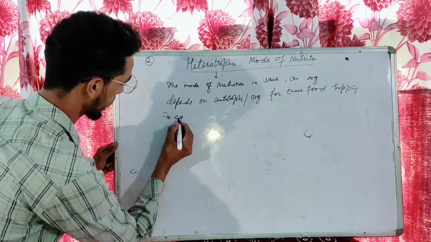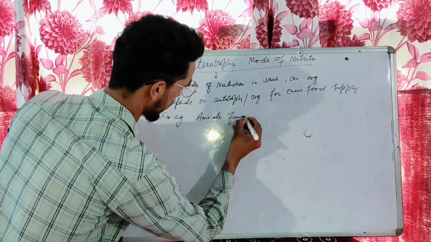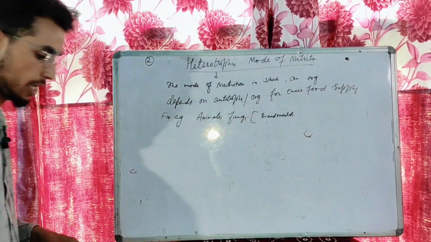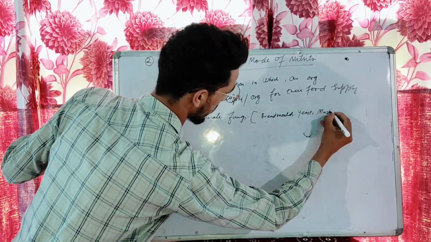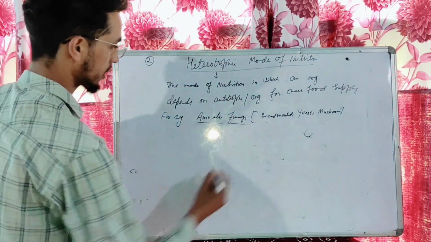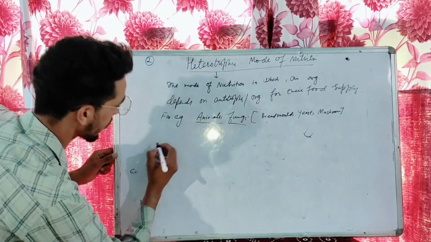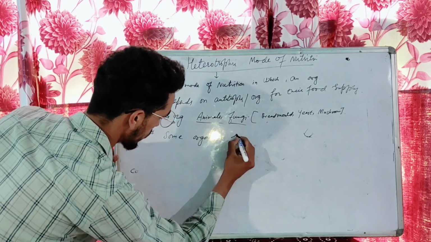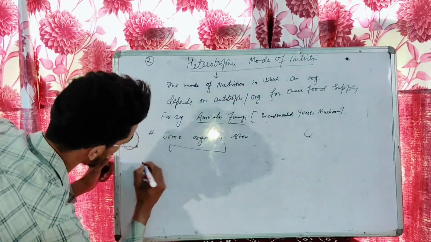For example, all animals, and fungi, in which we will take the example of bread mold, yeast, and mushroom. These three types are in this. Now, some other organisms also show different modes, different types within these heterotrophs. These are also heterotrophs. So some organisms show, first, the holozoic mode of nutrition.